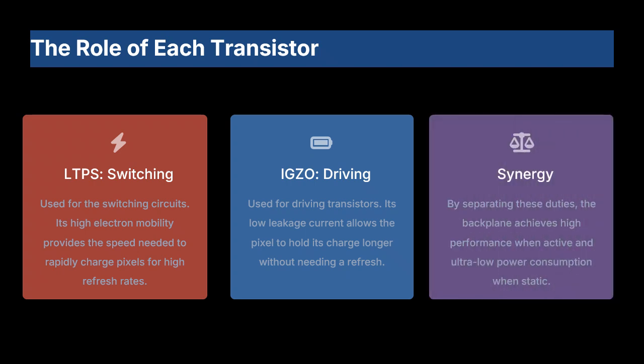The IGZO's low leakage current allows the pixels to hold their charged state for much longer without needing continuous power. This separation of duties, speed for switching, efficiency for driving, is the key synergy that allows the backplane to deliver high performance when active, and ultra-low power consumption when static.